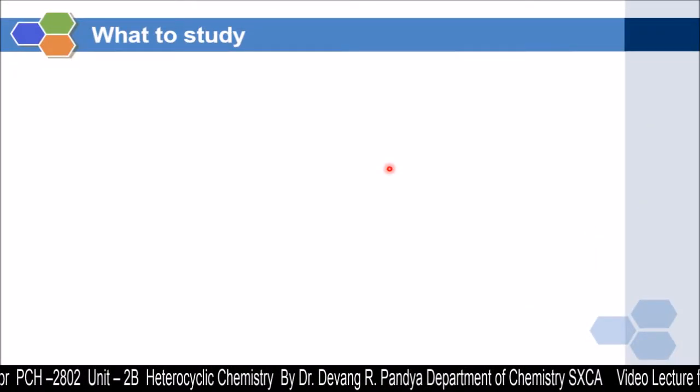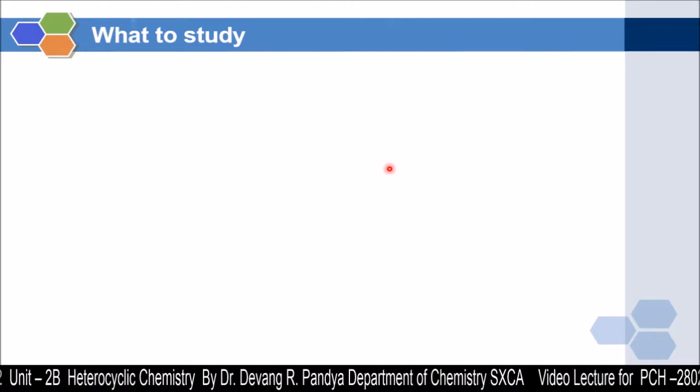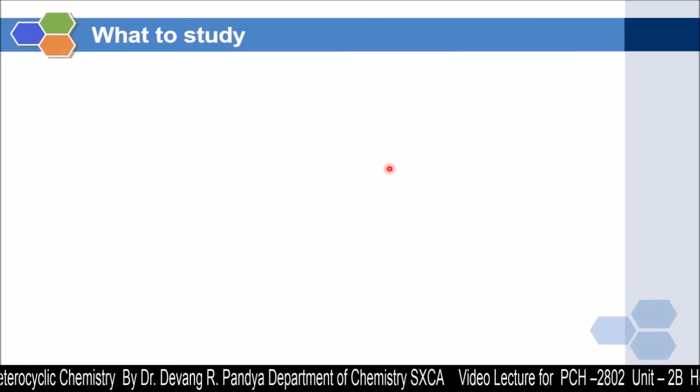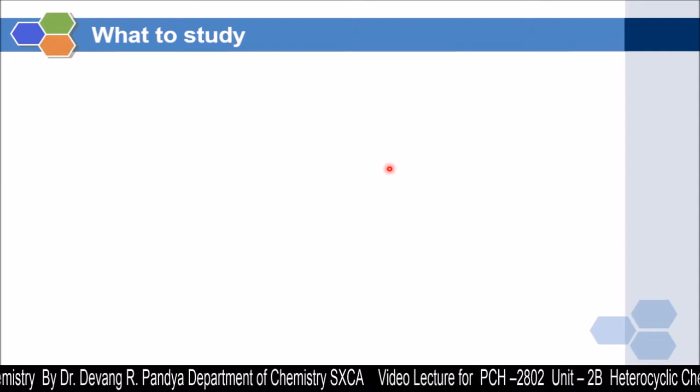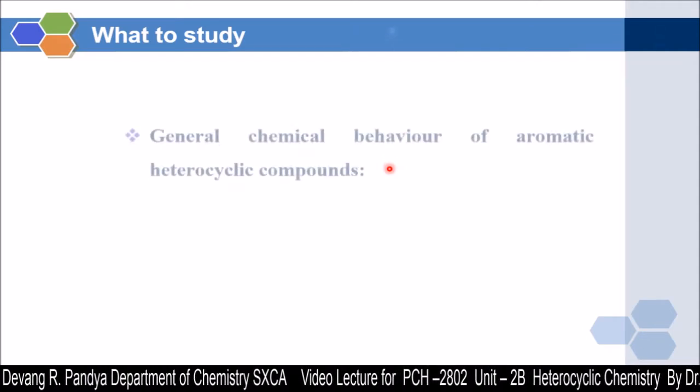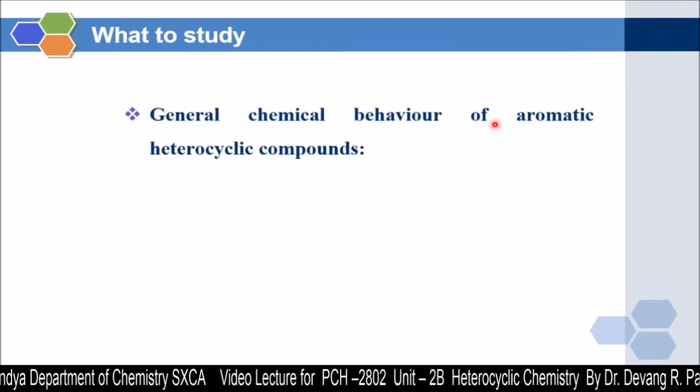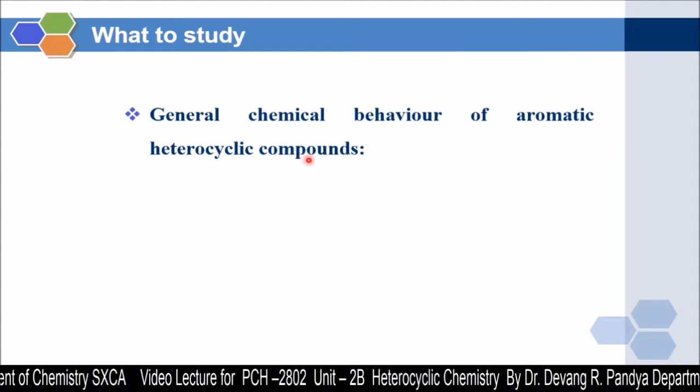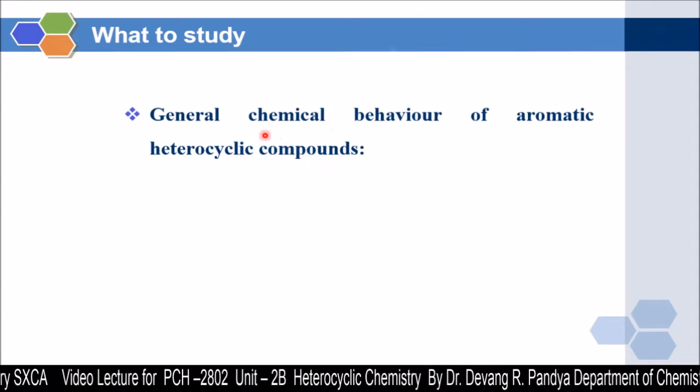Well, why study this compound? What is the importance? Because importance gives us temptation, and temptation puts compulsion, and compulsion makes us work. So the general chemical behavior of aromatic heterocyclic compounds will make us study these things.